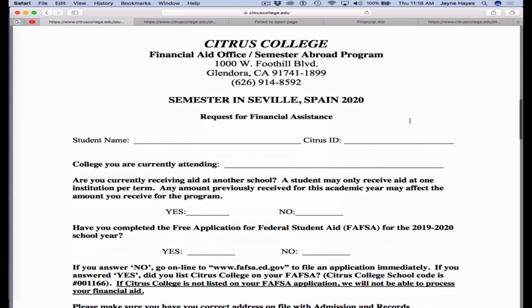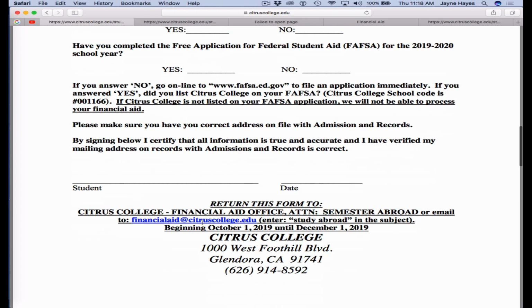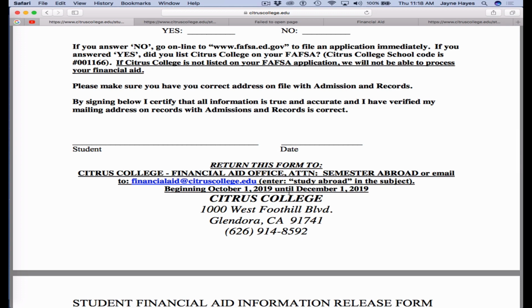But basically, you complete this form, and you return it to financialaid@citruscollege.edu. Now we have this date for December 1st for the spring program, but I believe we're still accepting financial aid applications. You definitely want to go ahead and contact Denise Luna, send her an email, and ask her regarding the application. She'll definitely get back to you as soon as possible. She's really good at getting back to you guys. So if you haven't done this, do it as soon as possible.